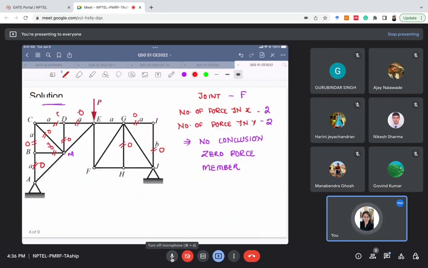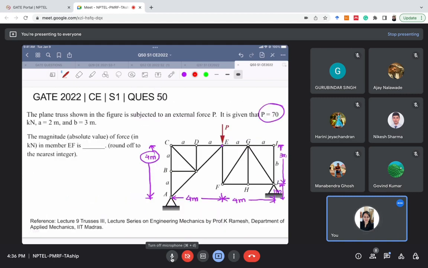So what was asked? It was asked for the magnitude, that is the absolute value. Absolute value means the magnitude, negative or positive doesn't matter, only the value. So it was asked that the magnitude of force in the member EF is, we can write it as 30 kilonewton, right? So this is our final answer in this case.